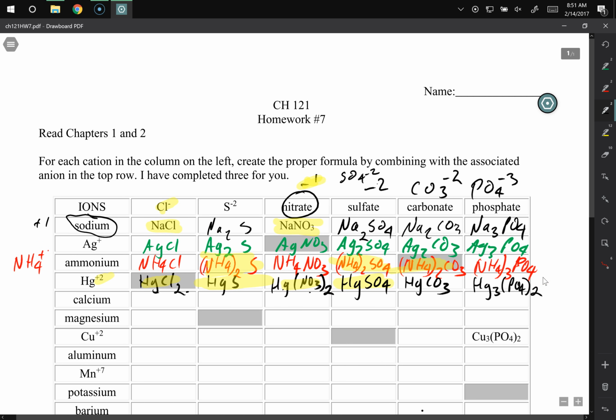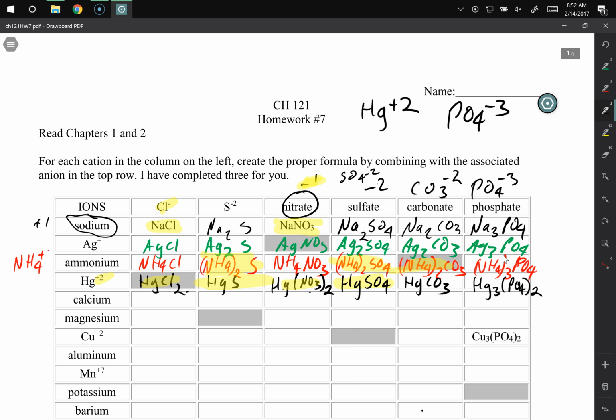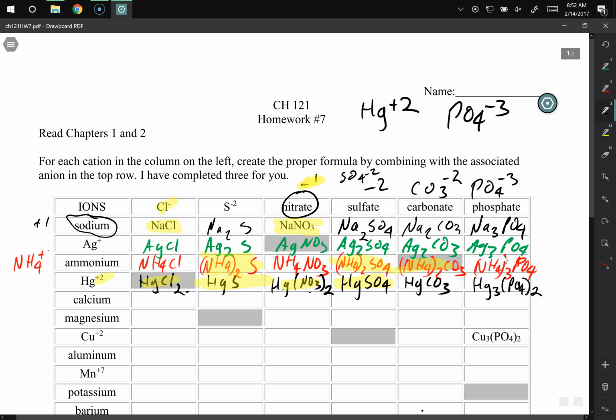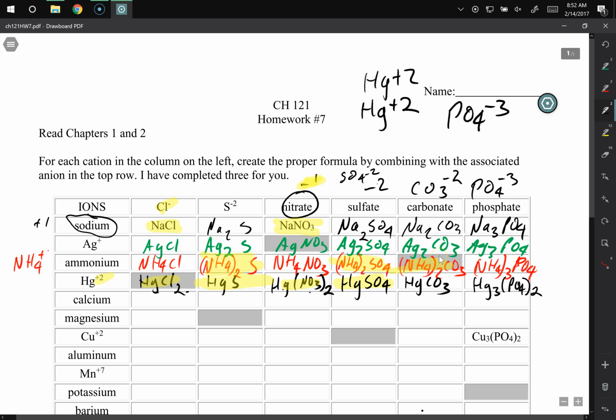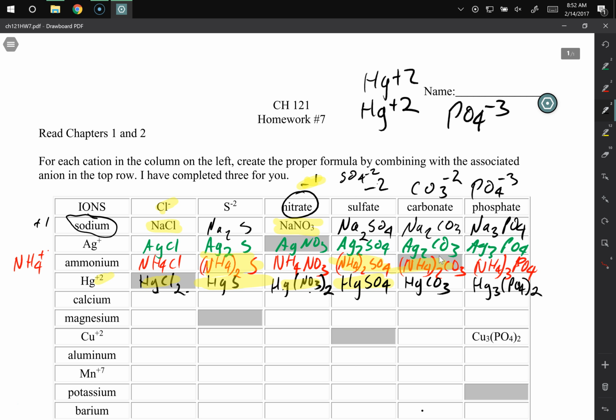I know it because I've got an Hg with a plus 2 charge, and I've got a phosphate with a minus 3 charge. So I can't just put one of each of those together because I'd have a leftover negative charge. So right now I have too many negatives, correct? So what if I put another Hg plus 2 there? No, it's not even. This charge is plus 2, and this charge is plus 2, and this charge is minus 3. So I still haven't canceled it out, right? So before I had too many negatives, now I have one too many positives. So I'll throw up another negative.